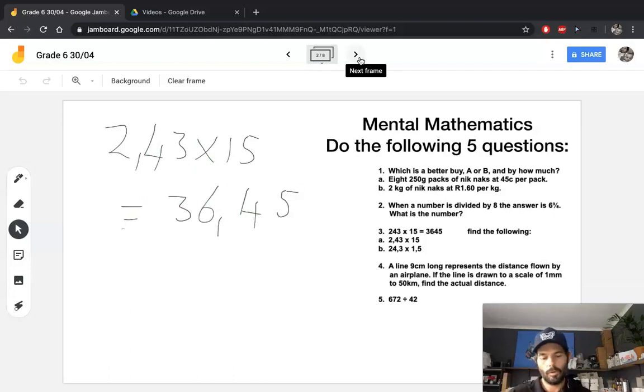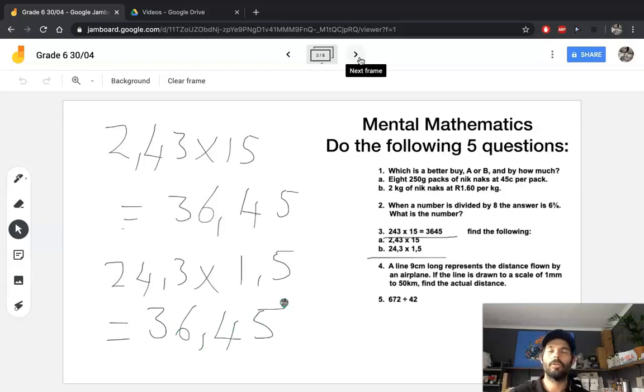I can just see from 243 times 15 equals 3,645 that I've divided 243 by 100, so I must divide the answer by 100. And in B, I can see I've divided 243 by 10 to get 24.3, and I've divided 15 also by 10 to get 1.5, so 10 times 10 is 100, so I need to divide 3,645 by 100, or by 10 twice, to get 36.45. Okay.